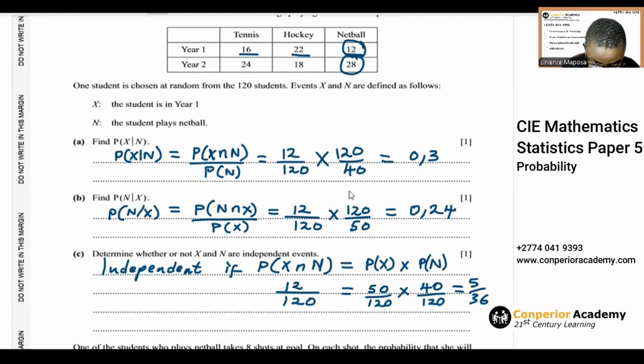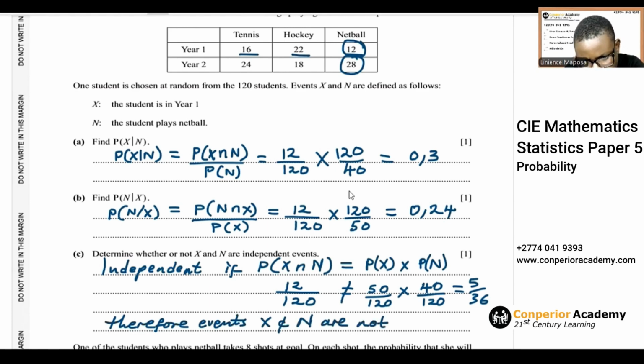So clearly, 5 over 36 is not the same as 12 over 120. If you simplify 12 over 120, you're going to get 6 over 60. So clearly, these are not the same things. They are not equal. Therefore, the events are not independent. So I'll say, therefore, events X and N are not independent.